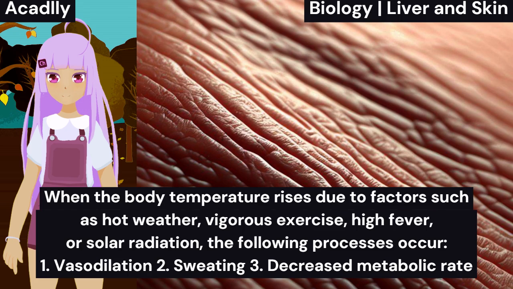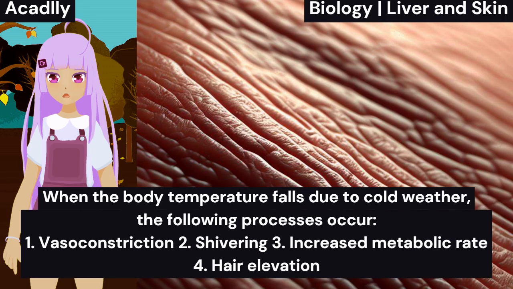2. Sweating. Sweat glands secrete large amounts of sweat, which evaporates and cools the body. Other mammals may lose heat through panting. 3. Decreased metabolic rate. This minimizes heat production within the body. 4. Lowering of hairs. Erector muscles relax, causing the hair to lie flat on the skin surface. When the body temperature falls due to cold weather, the following processes occur.